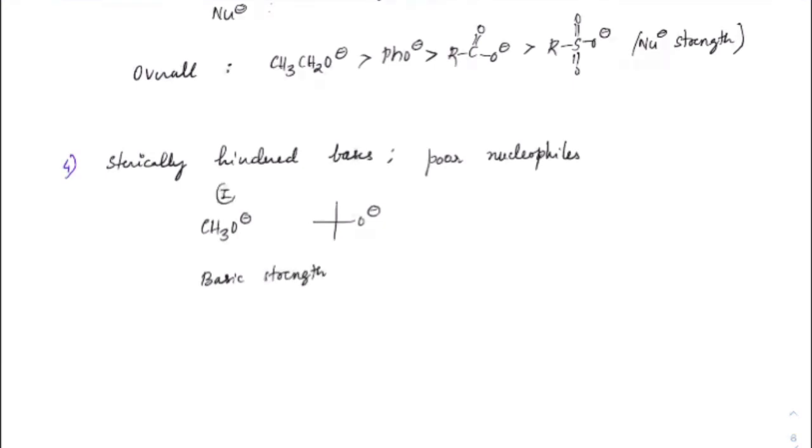If I take this as 1 and 2 here, in case of basic strength, 2 is better than 1. But if we check the nucleophilic strength or nucleophilicity, then 1 is better than 2. If you have more sterically hindered, it becomes difficult for it to get oriented towards the electrophile and attack.